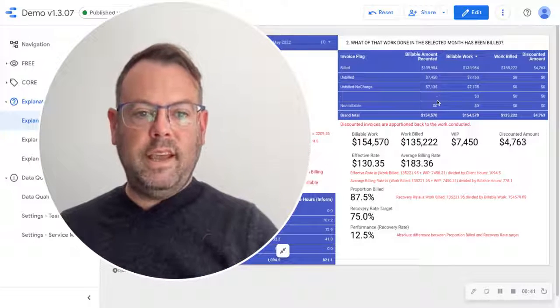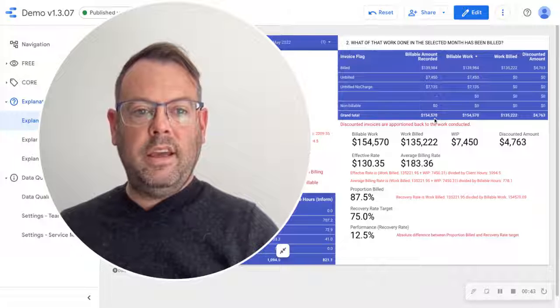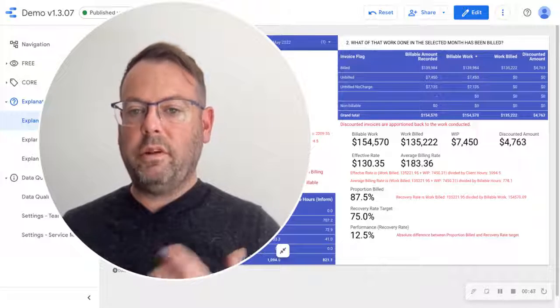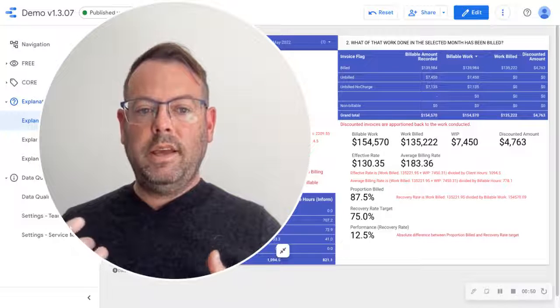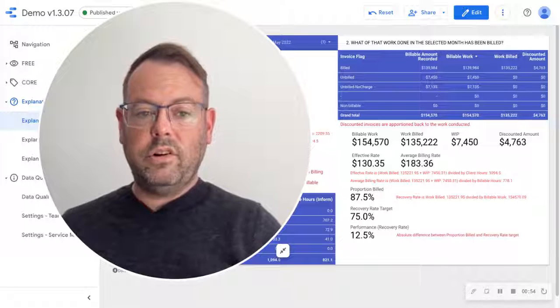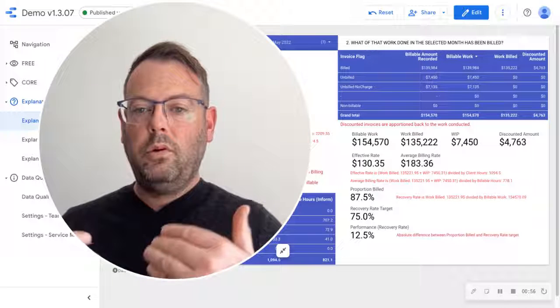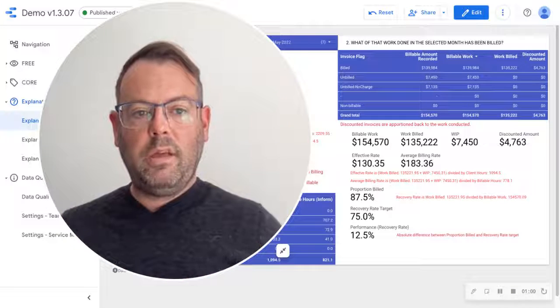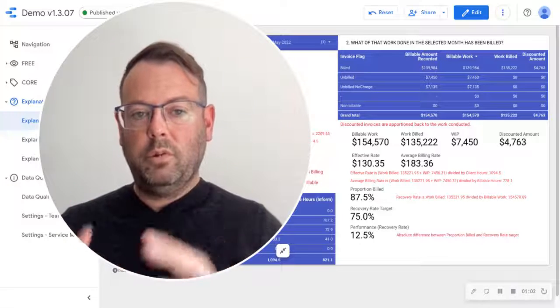So what we're seeing is the billable amount recorded, which is coming from Action Step, is $154,500 of billable work recorded. And we call that billable work.